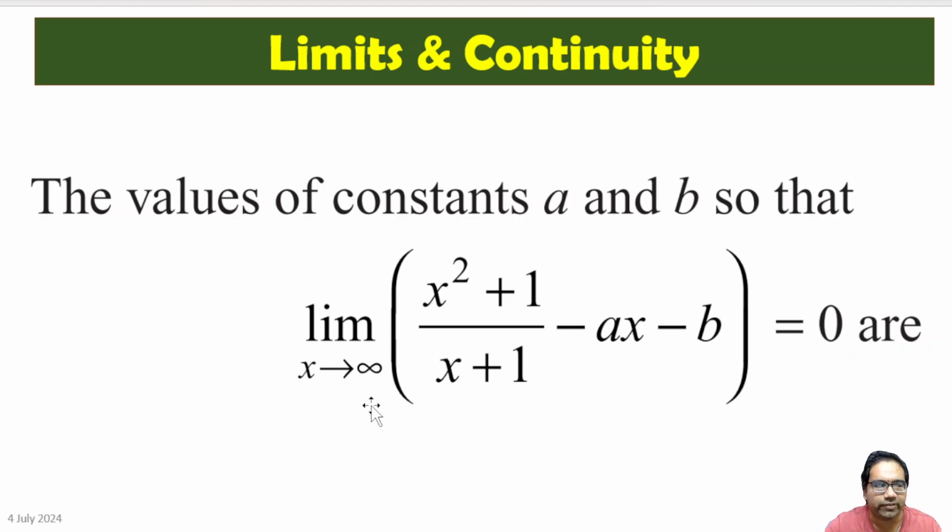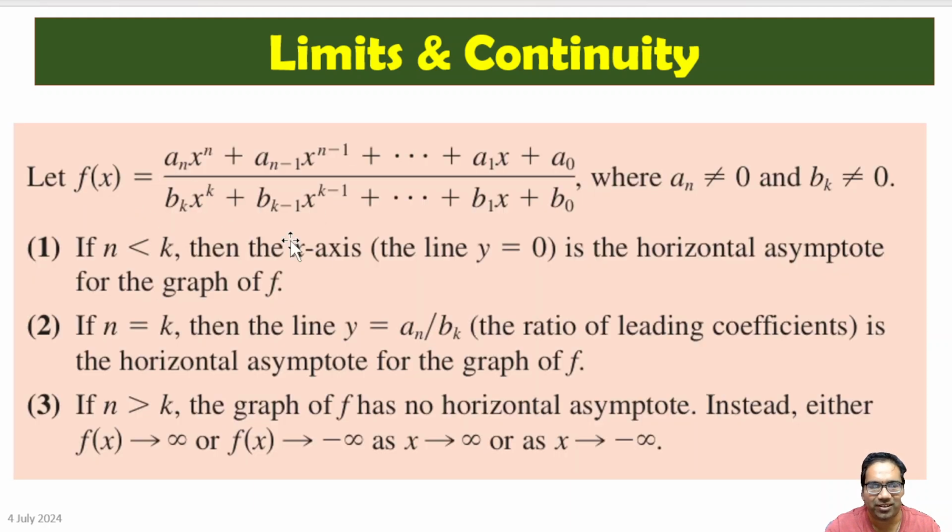Now limit x tends to infinity. What does that mean? It's a horizontal asymptote. We discussed horizontal asymptotes of rational functions. What did we discuss earlier? We discussed that if a function is a ratio of two polynomials like this, obviously a_n and b_k are not equal to 0. That means the coefficients of the highest powers. What is the highest power? The highest power is x power n here, and x power k here.